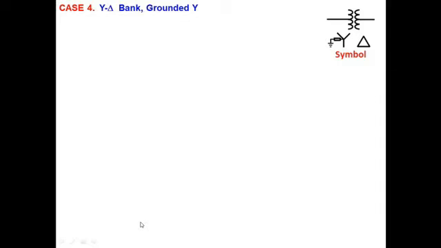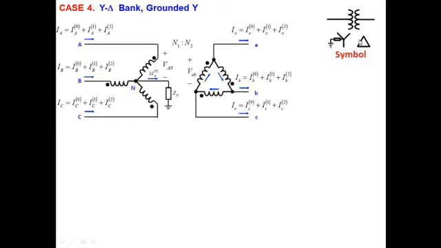Case 4, when we have the Y delta bank and the Y is grounded and the delta is not grounded. In that case, first we will be having some positive, negative sequence and zero sequence current on the primary side and similarly on the secondary side with some turn ratio N1 and N2.